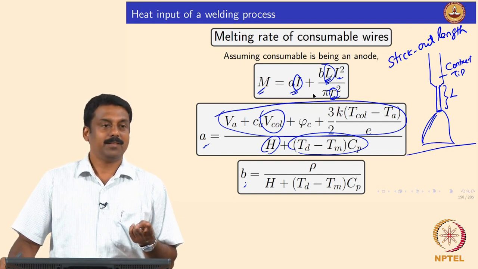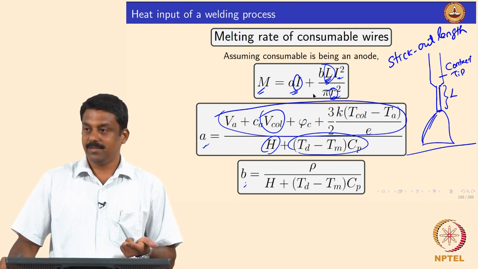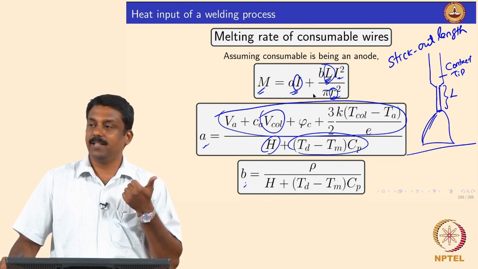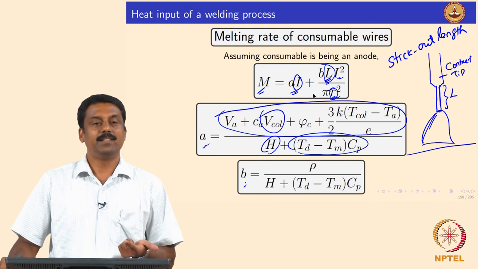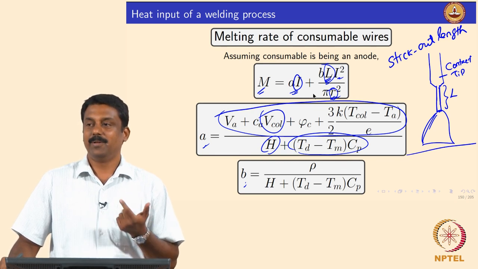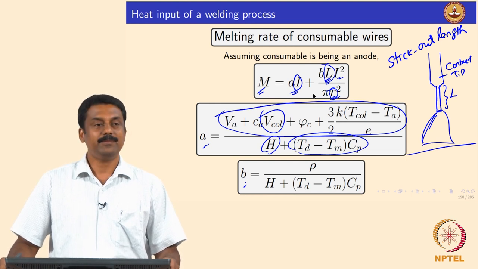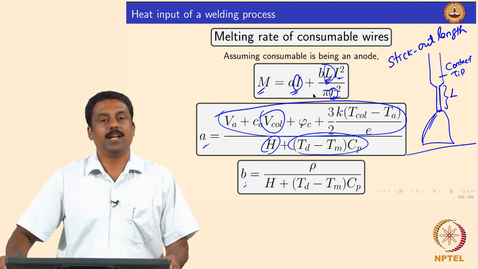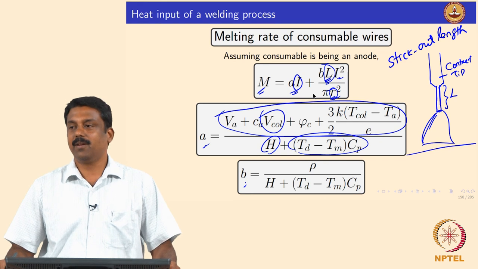Yes, it's clear. So if you fix all other things, shielding gas is fixed, therefore the arc column heat is fixed, material composition is fixed, therefore H is fixed, Cp is fixed. And then you also fix the welding electrode diameter. So R is fixed. So what are the two parameters that can be changed to change the melting rate? The welding current and stick out length. In practical cases, we play around with these two parameters to get good, sound weld bead characteristics. We change the stick out length and welding current for a given electrode diameter and composition.